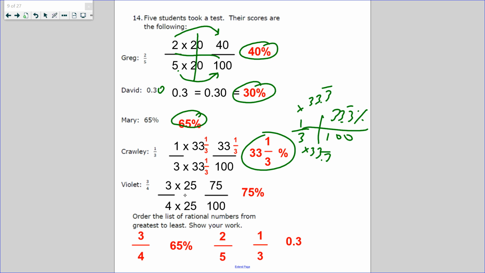Violet got 3/4. How do you put this to 100%? Times 25, 75%. So put them from greatest to least. The best person was 75%, then 65%, then 40%, then 33.3%, and 30%. The original numbers are 3/4, 65%, 2/5, 1/3, 3/10.